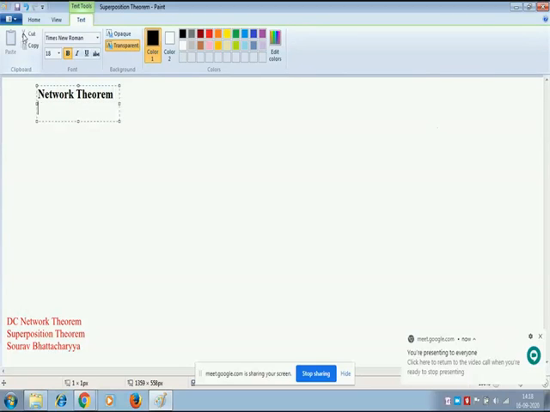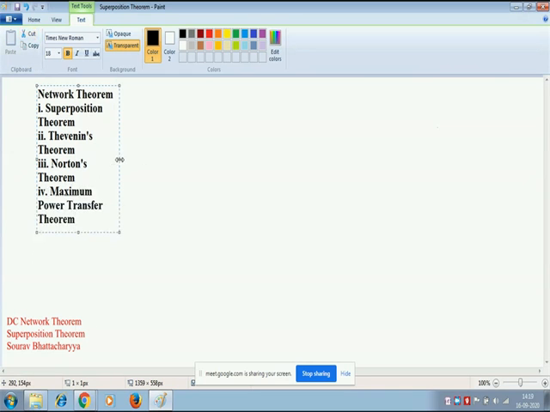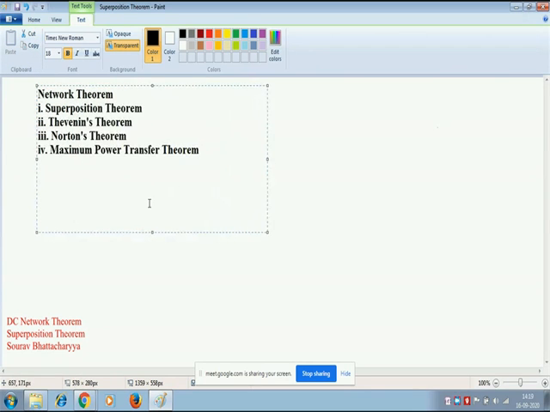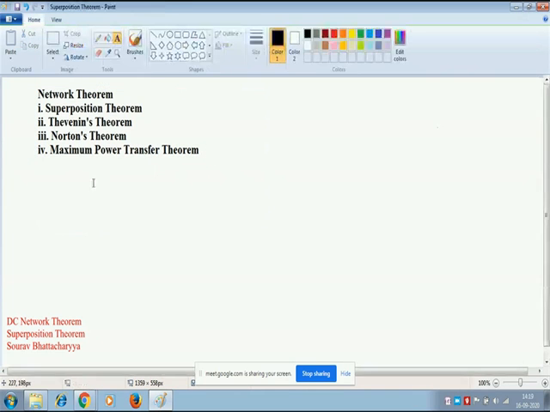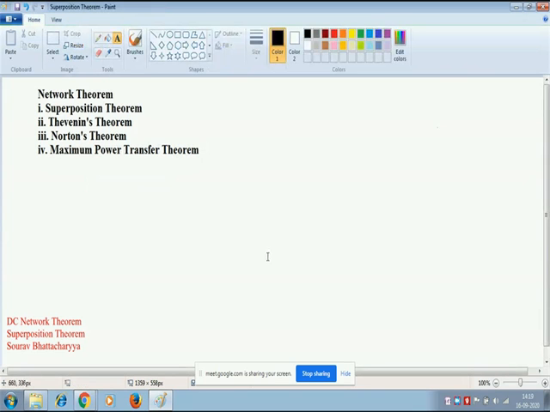In network theorems, the first is the superposition theorem. Second is Thevenin's theorem. Third one is Norton's theorem, and the last one is the maximum power transfer theorem. So these four fundamental theorems will be solved in your network analysis, and these are the basic theorems that you use throughout the semester. So in today's class we will discuss the first one, the superposition theorem.